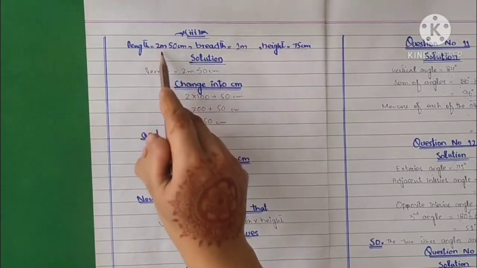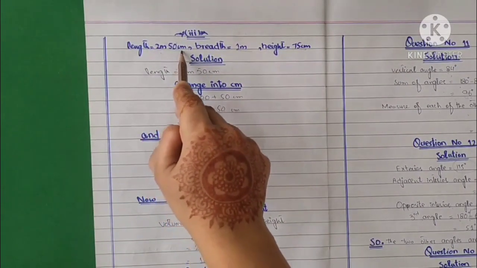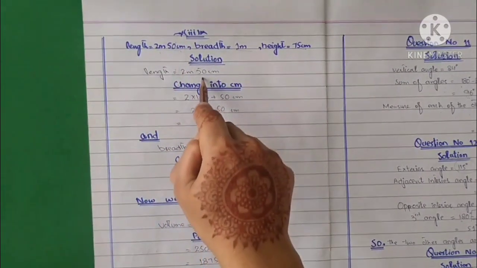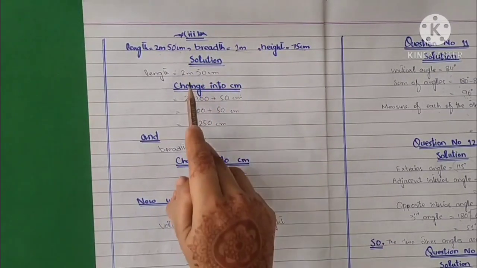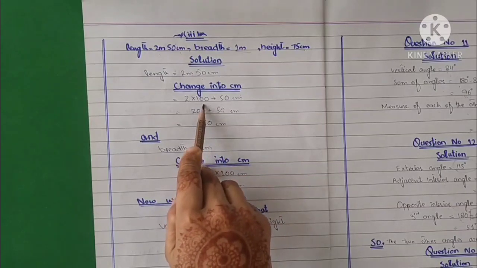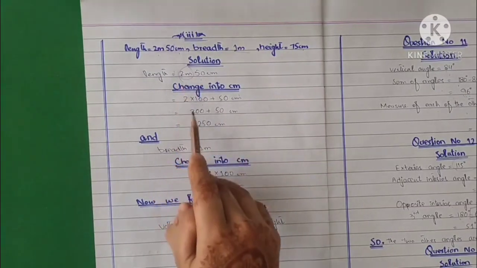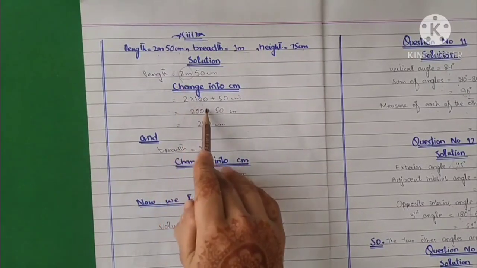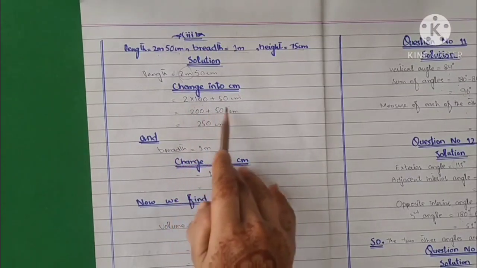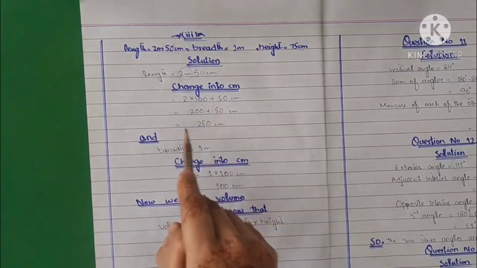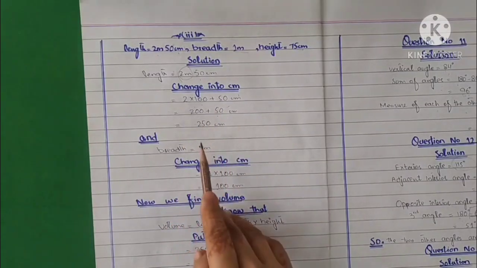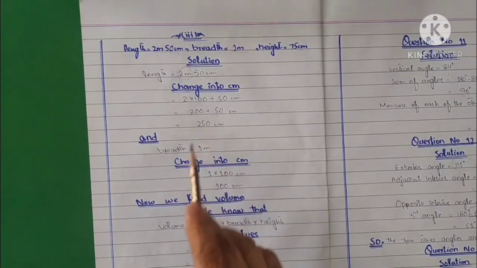First of all, I will convert length 2 meter 50 centimeter into centimeter. I will write here length is equals to 2 meter 50 centimeters change into centimeter. We know that 1 meter has 100 centimeters. So we will multiply this meter by 100. 2 multiplied by 100 plus 50 centimeter. After multiplying we get 200 plus 50, and now we will add these two values. After adding we will get 250 centimeter.